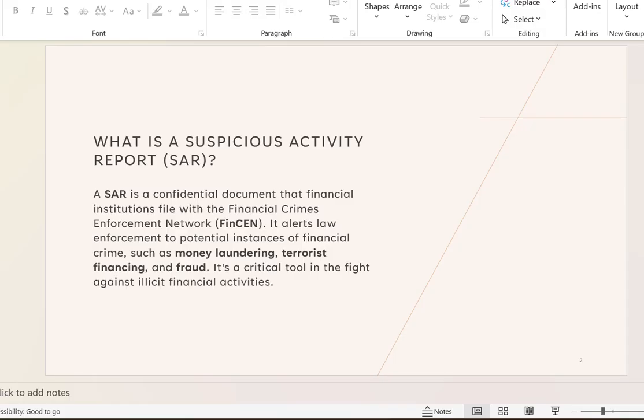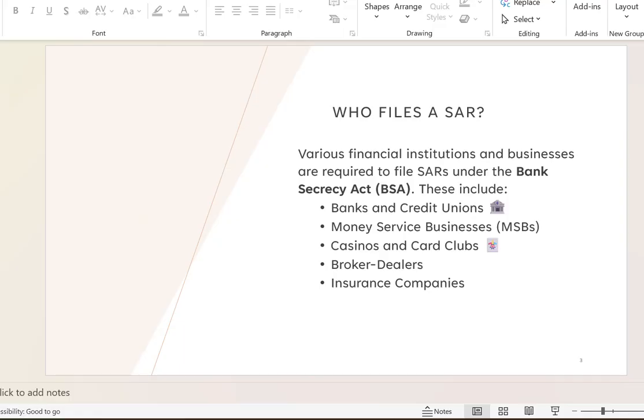Let's move on to the next slide, which is who files the SAR, the suspicious activity report. Various financial institutions and businesses are required to file the suspicious activity report under the BSA Act. These include banks and credit unions, money service businesses, casinos and card clubs, broker-dealers, and insurance companies. These financial institutions can file suspicious activity reports to the financial intelligence units. Let's move on to the next slide.